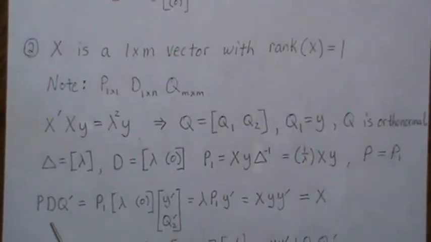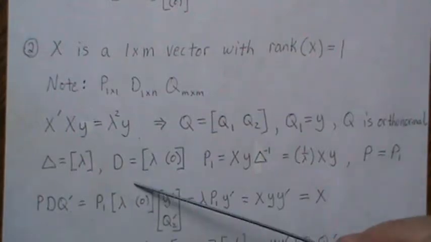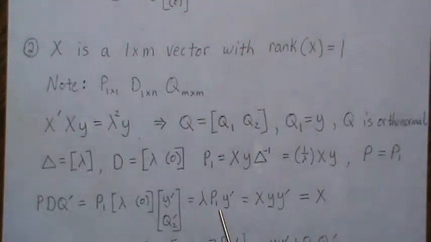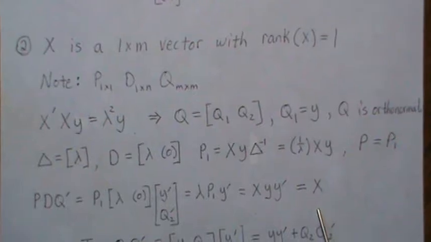Then this holds, so PDQ prime is PDQ, and then multiply this into here, and you get P1 lambda 0, and then you multiply this, and you get this. So it's lambda P1 lambda prime. But P1 is this. And now notice the lambdas cancel. And that's x, y. So we get x, y, y prime. Now, this is supposed to equal x, right? That's what we decomposed it into. But it's this, x, y, y prime. So how in the world is that x? It is x, and I'm going to explain it in just a second.